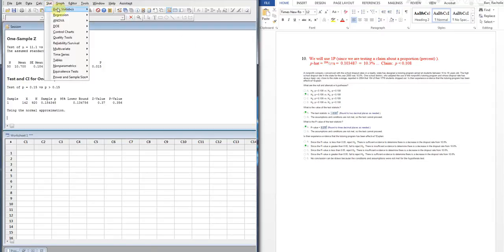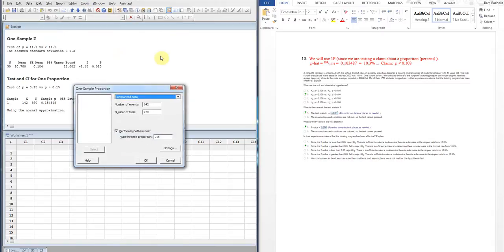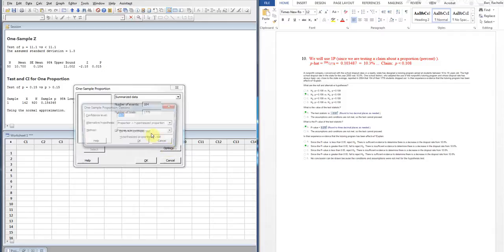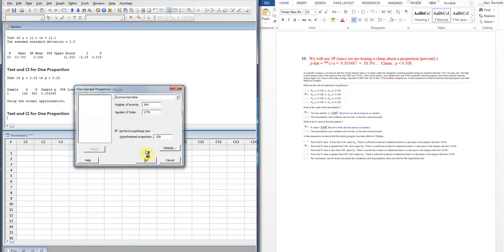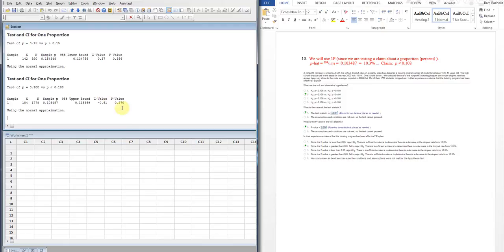So I'm going to go up to stat, basic statistics, and one proportion. I'm going to put in my data. So 184 of the 1,778 people. And I'm testing this against 10.8. Check my options. My alternative needs to go the other way, otherwise it'll calculate the wrong P. It's very important that you actually change this if your alternative is like that way rather than the other way, because otherwise it produces the wrong P. Actually, maybe I'll show you that after I do this. Hold on, hit OK. Hit OK again. There's the correct one. There's our Z, and there's our P.